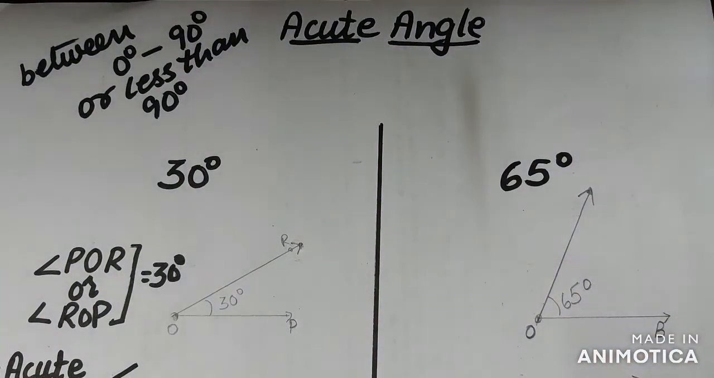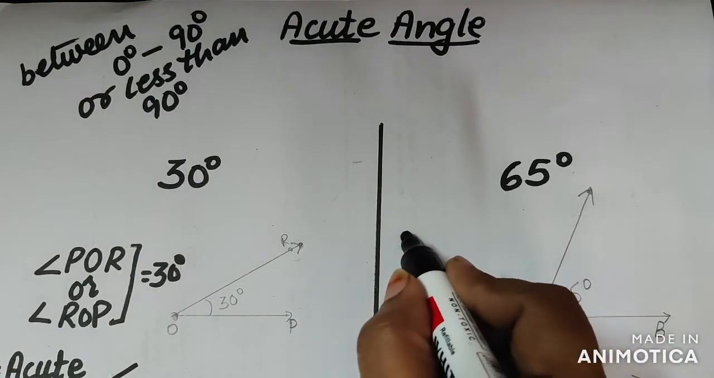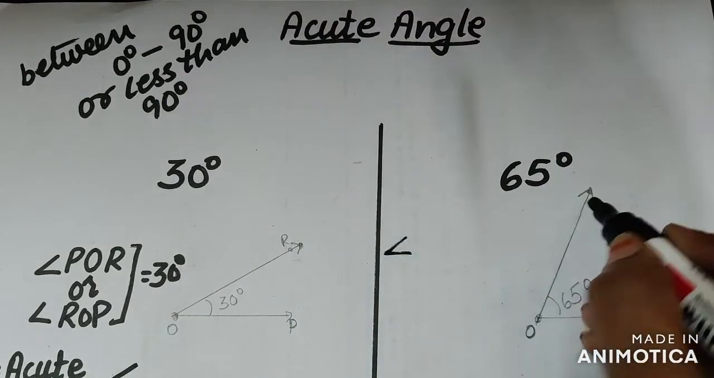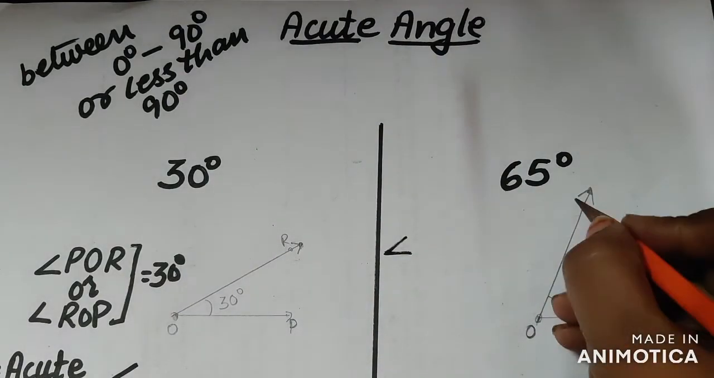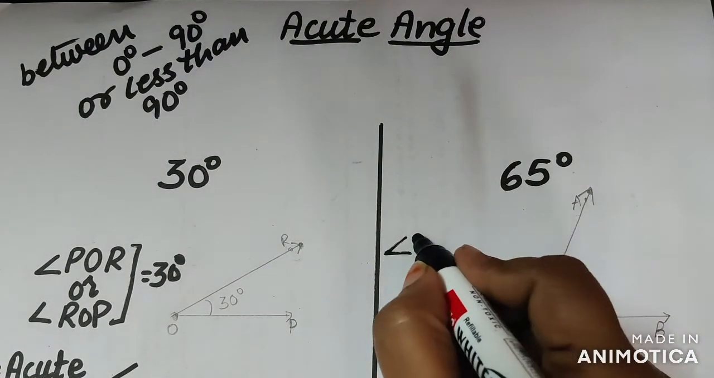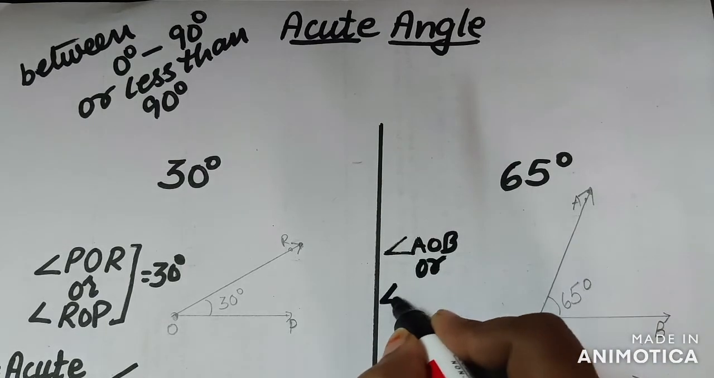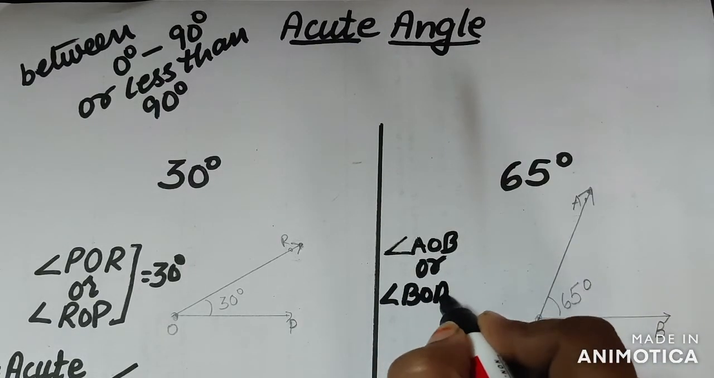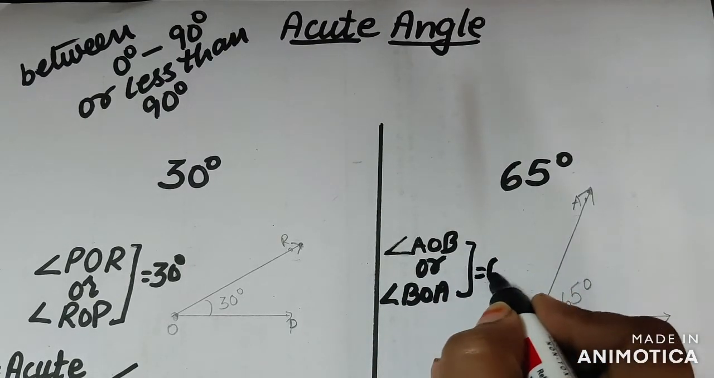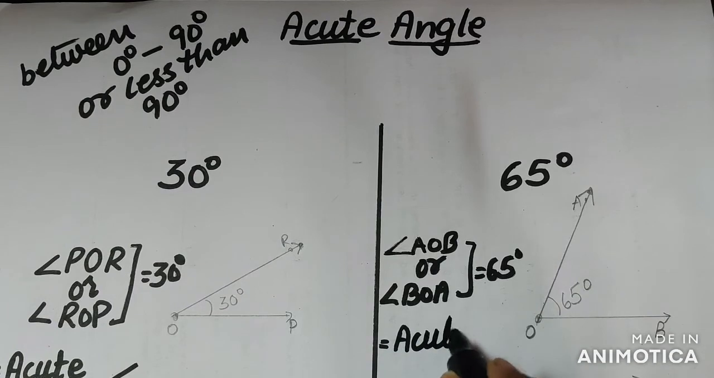So how will you write it down? Here after that you will write down angle, just name it as A. You will write down angle AOB or angle BOA is equal to 65 degree. As it is less than 90, you will say it is an acute angle.